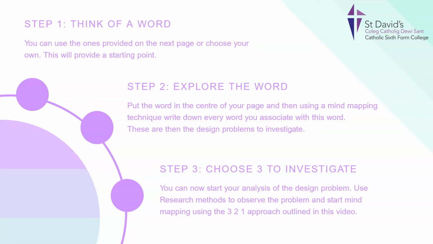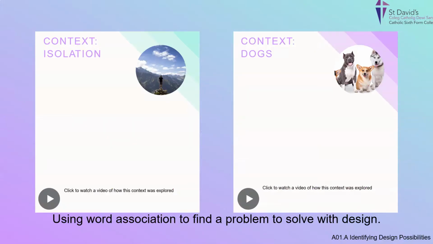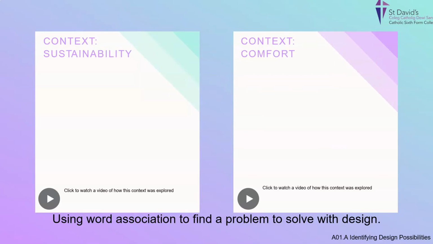So, let's get started. I'm now going to show you 4 different words and contexts that I've explored in this stage. Now you can view these in the PowerPoint individually later on, but I'm going to show you them in this video. So I'm going to look at isolation, dogs, sustainability, and comfort. These would be all part of your AO1 Identify and Design Possibilities.